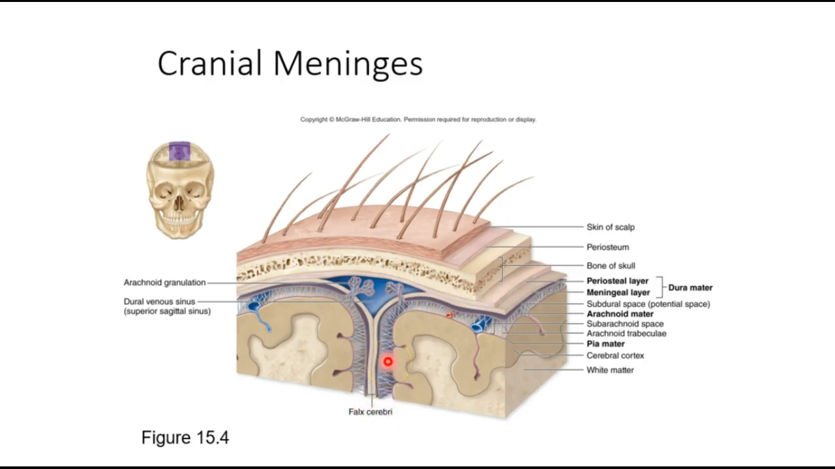And you can also identify your spaces. So your epidural space would be between the meninges and the periosteum. Your subdural space would be between the dura mater and the arachnoid membrane. And then subarachnoid would be deep to this space. Okay there? Cool.